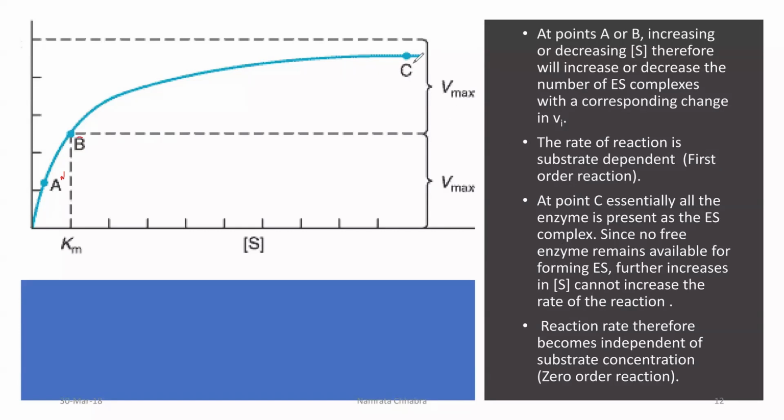Then at point C, essentially all the enzymes are present at the enzyme substrate complex stage. It means that the enzymes and substrates are formed together and there are no free enzymes. So all the enzymes at point C are present as enzyme substrate complex. Since no free enzymes remain available for forming enzyme substrate complex, a further increase in substrate concentration cannot increase the rate of the reaction. So reaction rate therefore becomes independent of substrate concentration, and that is zero order reaction.